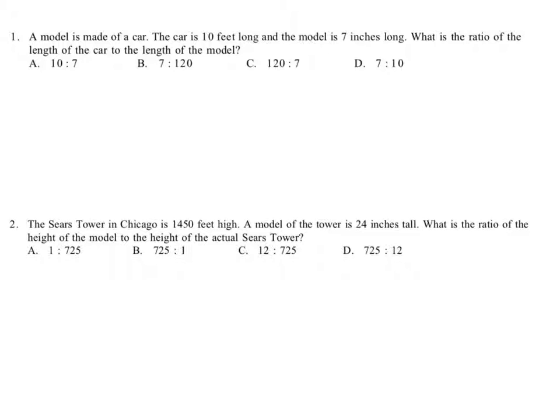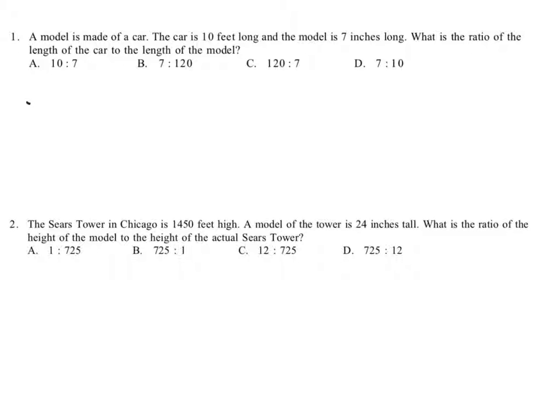So we can't really say 10 to 7. We can't say it's 10 to 7 because that would suggest that the model is more than half the size of the car, right? 7 is more than half of what 10 is. And that's not what actually is going on here. What you need to do before you can compare these numbers is to change them to the same units.